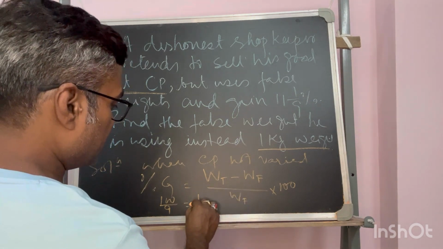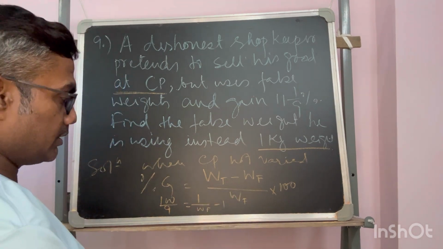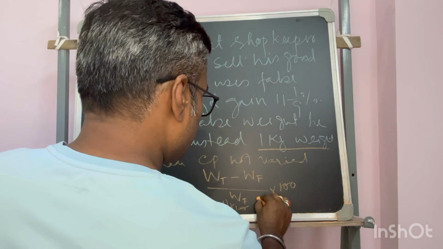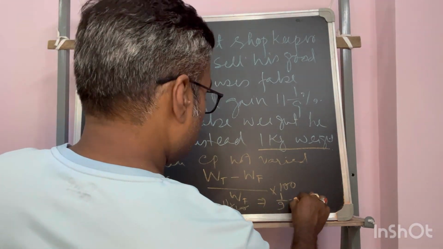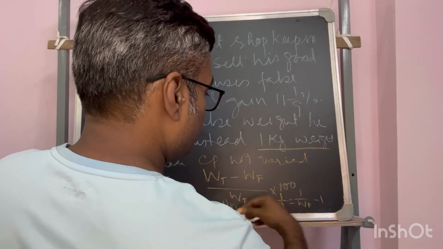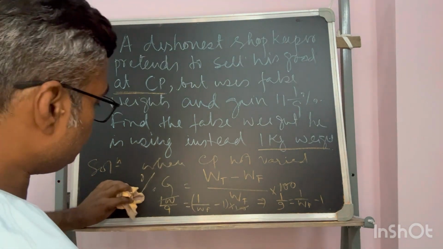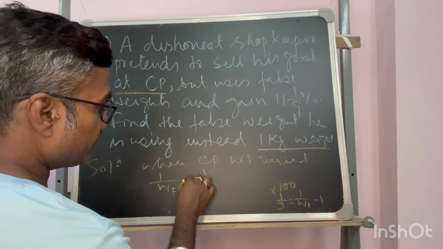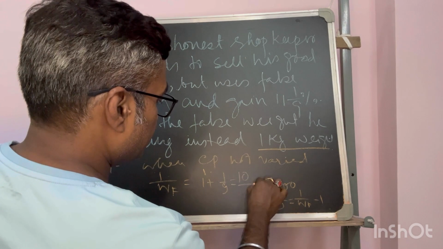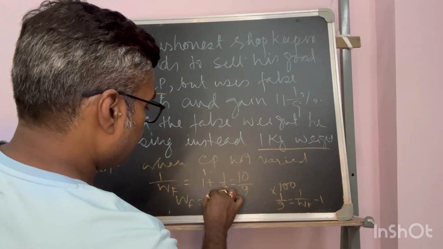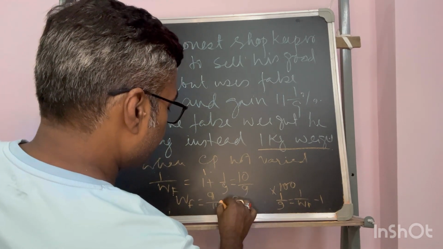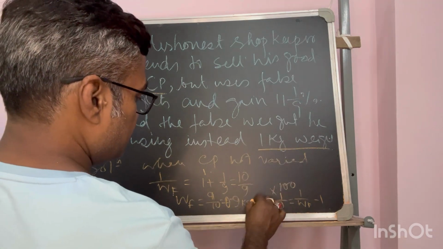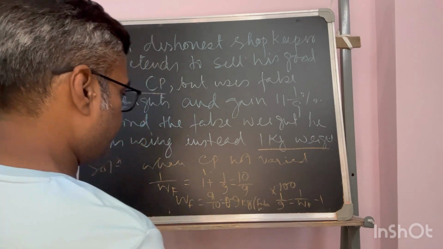If I divide it by WF, that will become 1 upon WF minus 1, and the 100 I will cancel out from the calculation. So this is 1/9 equals 1 by WF minus 1. So 1 by WF will become 1 plus 1/9, that is equal to 10/9. So WF is equal to 9/10, which is equal to 0.9 kg. So the false weight he is using against 1 kg is 0.9 kg. Understood? This is very easy.